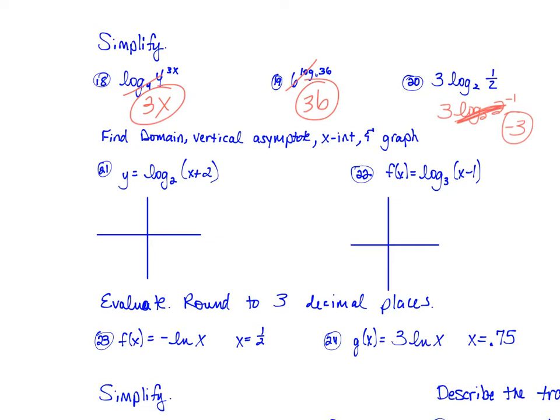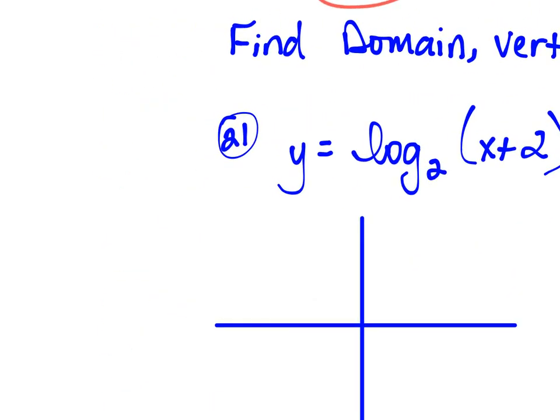Guys, this is a log, which is the opposite of exponential, correct? Yes. So that means my domain and my range switch. In an exponential, your domain is negative infinity to positive infinity. So what is negative infinity to positive infinity here? Range. Your range. I don't want all real numbers.